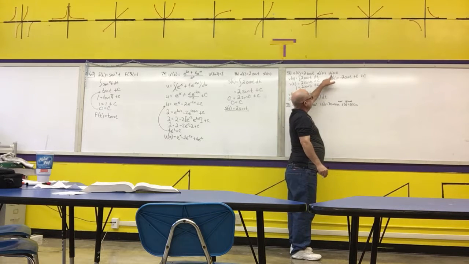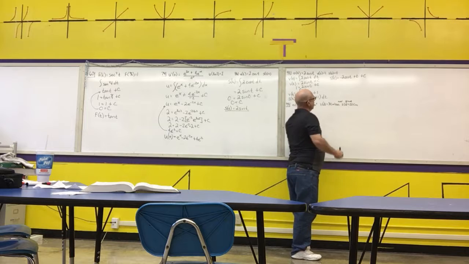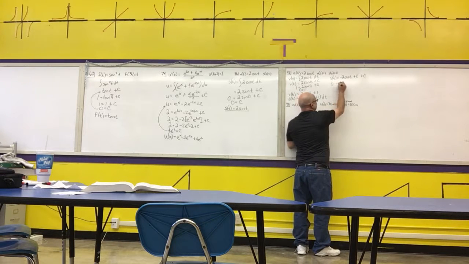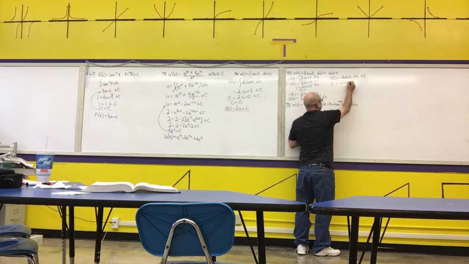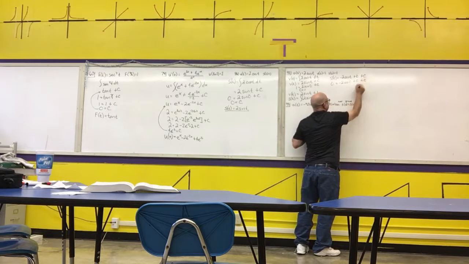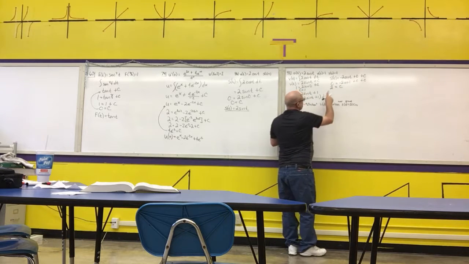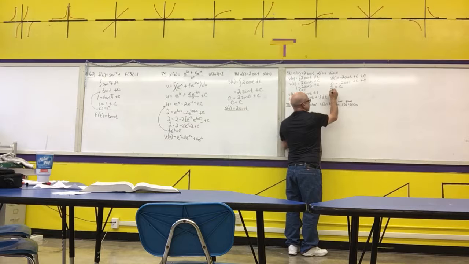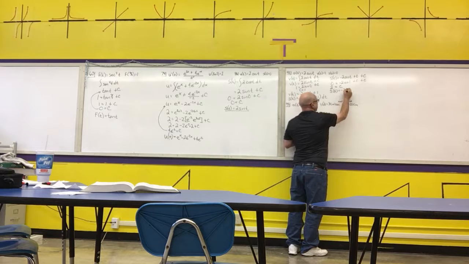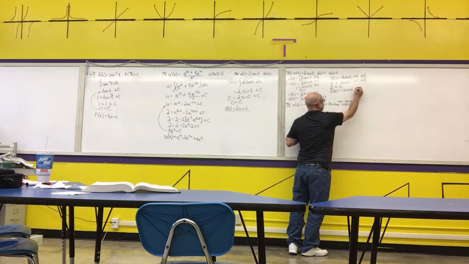And it tells me when I put a 0 in for t, I get a 0 for my position. I get 0 equals negative 2 cosine of 0 plus c. Cosine of 0 is 1. 1 times negative 2 is negative 2. Add the 2 to both sides. I get 2 is equal to c. And so my final position function is s of t is equal to negative 2 cosine t plus t plus 2.